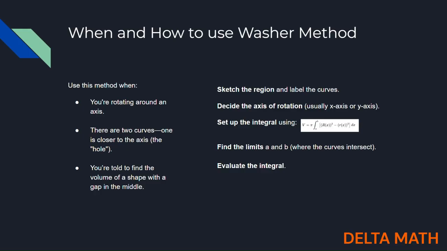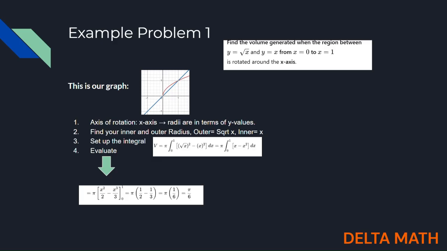How to do this is I would sketch the region and label the curves, decide the axis of rotation, usually an x or a y axis, set up the integral using the equation stated above, find the limits a and b, and then evaluate the integral. Let's work through our first example.